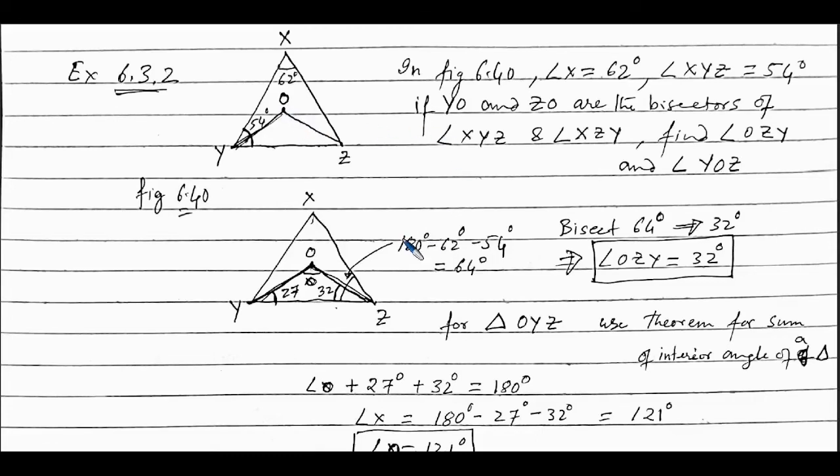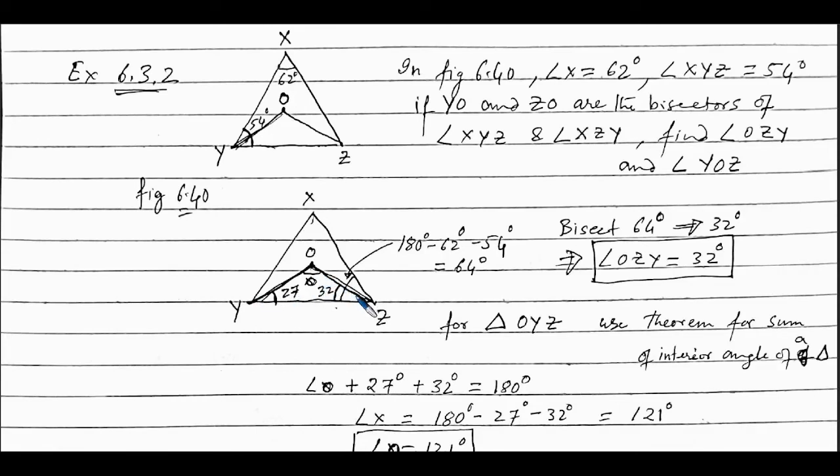So it is asking what is the angle O. I know that if this is 54, then half of this is 27. Also, I know that 62 plus 54 plus angle Z is 180, so angle Z will be 180 minus 62 minus 54, which is 64. So this angle will be half of that, 32, and this one is 27.